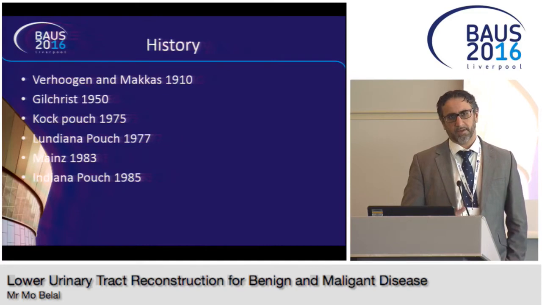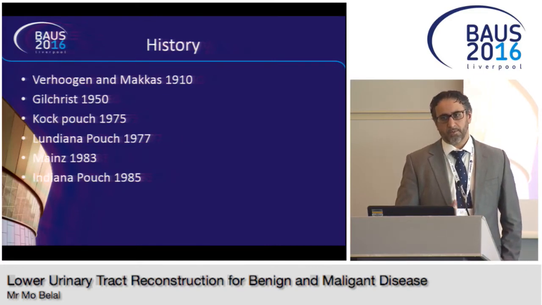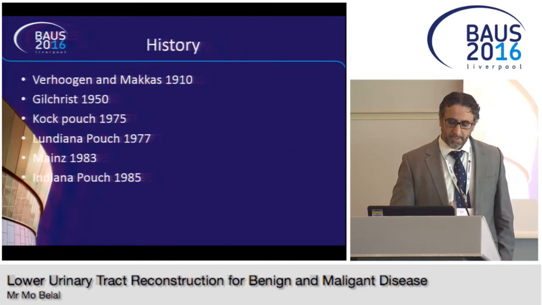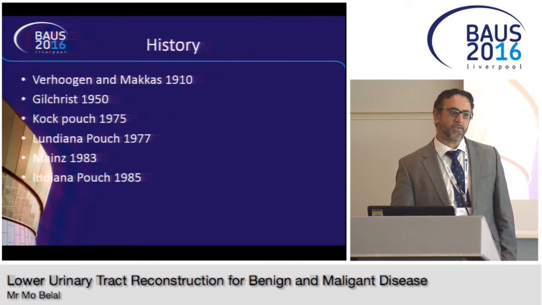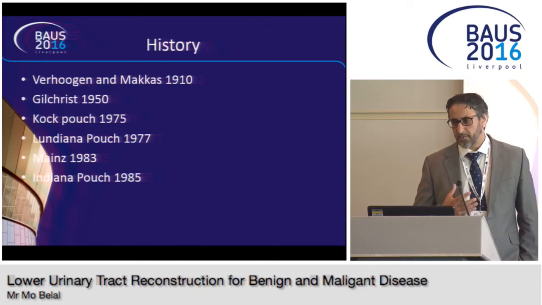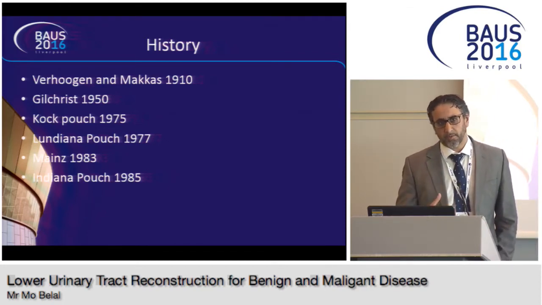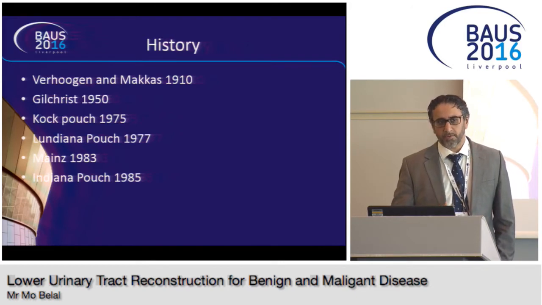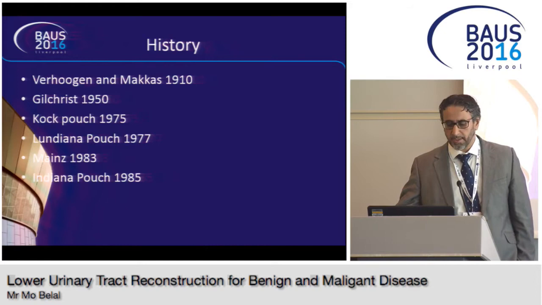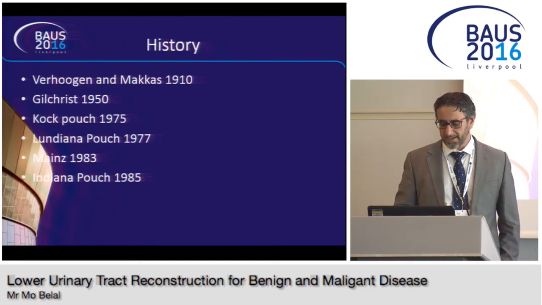The concept of a continent diversion has been around almost since the early 20th century, and Mac originally created a pouch, but unfortunately he did not have a decent continent mechanism with that. Then Gilchrist in 1950 had used a bit of ileocaecal bowel and created a pouch which appeared to work, but unfortunately that was not reproducible with other people. We've already mentioned the Kock pouch, and then really it took off in the late 70s and early 80s with the Lundiana pouch, then the Mainz pouch, which is probably the most commonly used pouch in the 80s, and then the Indiana pouch.